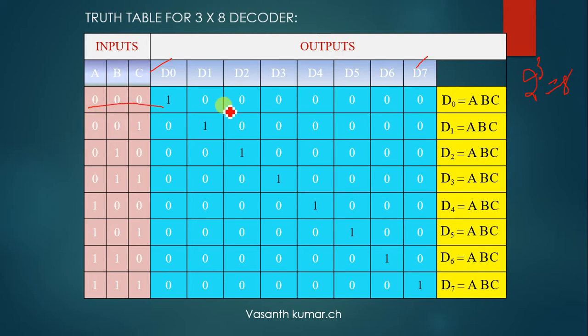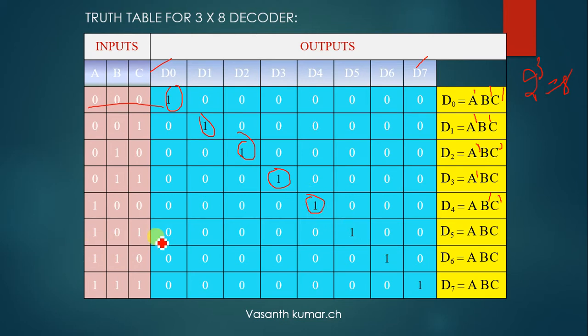Let us check the first logic, which is A complement B complement C complement, where we get D0 as high. Similarly, the next one, 001, that is A complement B complement C, we get D1 as high. Similarly A complement B C complement gives D2 as high, and so on. Let us write the logic here, A complement B C, which gives D3 as high, and A B complement C complement gives D4 as high.